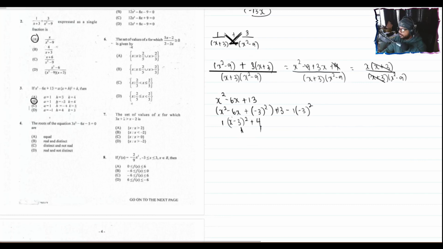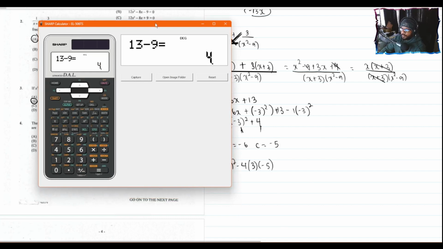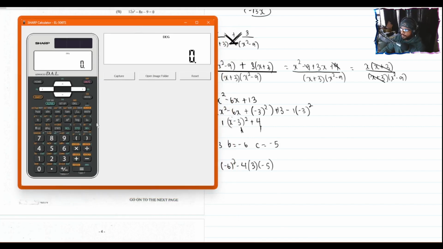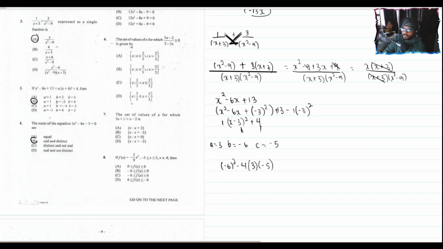The roots of the equation 3x squared minus 6x minus 5 is equal to 0 are, well, let's check and see what b squared minus 4ac is. A is 3, b is minus 6, and c is minus 5. b squared minus 4ac. Jump on your calculator. You are allowed calculators for your paper 1s for your AddMaths. b squared is 36 minus 4 into 3 into negative 5, 96. So b squared minus 4ac is greater than 0, so the roots are real and distinct.